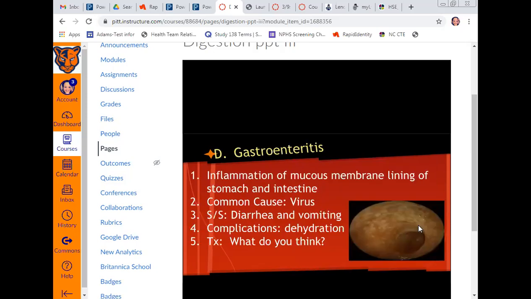All right, moving on to gastroenteritis, like what you see here, it's inflammation of the stomach lining and the intestines as well. It's viral. Complications would be dehydration, okay?